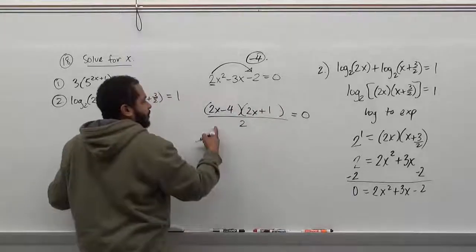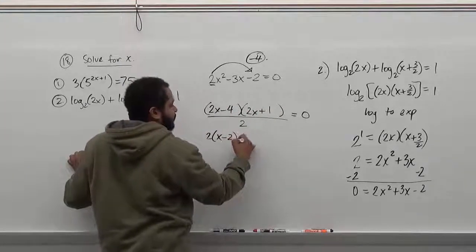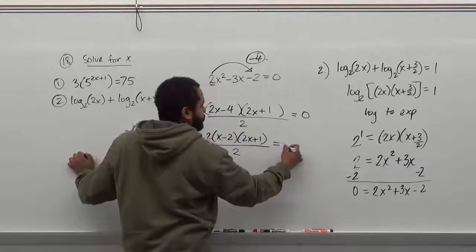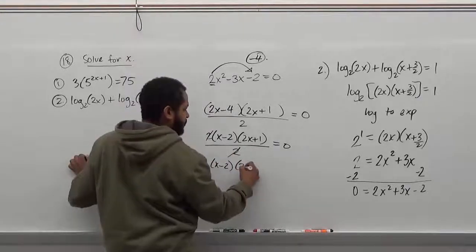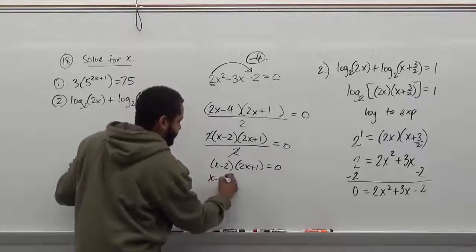And here's a cool little trick. We factor out the greatest common factor wherever it exists. Still divided by 2. We get rid of those 2's. We're left with x minus 2, 2x plus 1 equals 0. We solve each case.